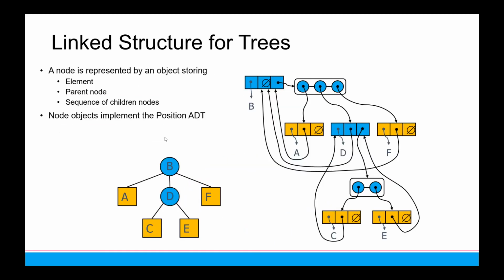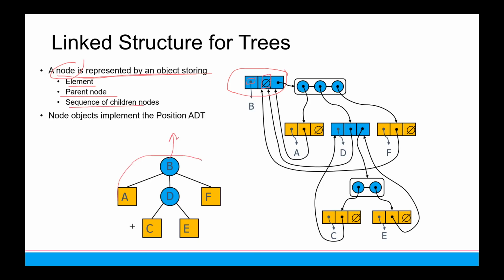So, the linked structure for trees. If we use the linked list, you still remember the linked list, it means we have an element. We have a node. A node is represented by an object storing the element, P, and the parent node. Because there is no parent of B, it is empty. And then the sequence of children nodes.